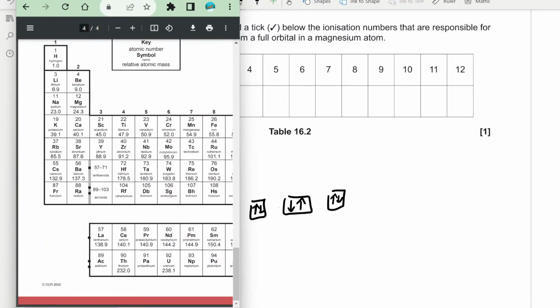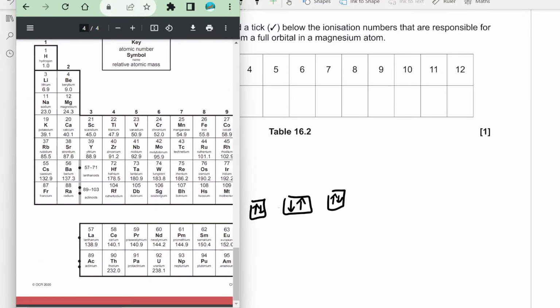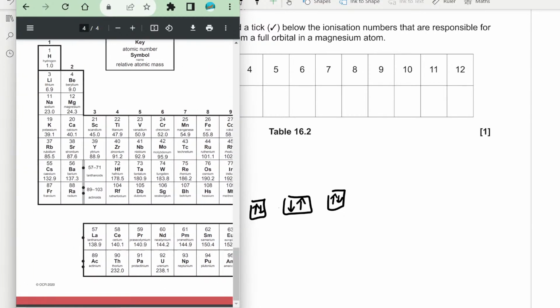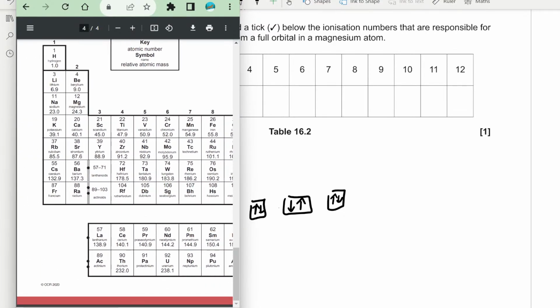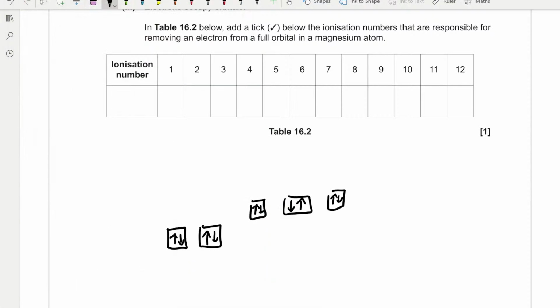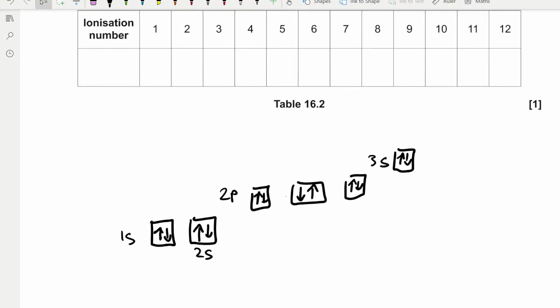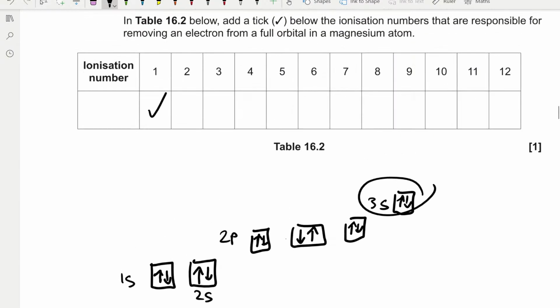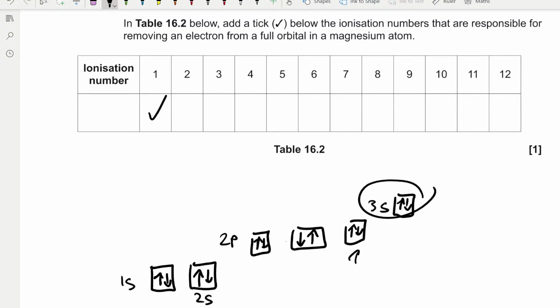So Mg has a full 2p orbital and then has a full 3s orbital. So our first ionization number is going to be from a full orbital, so this one. So we can tick that. Then our third, as we can see down here.